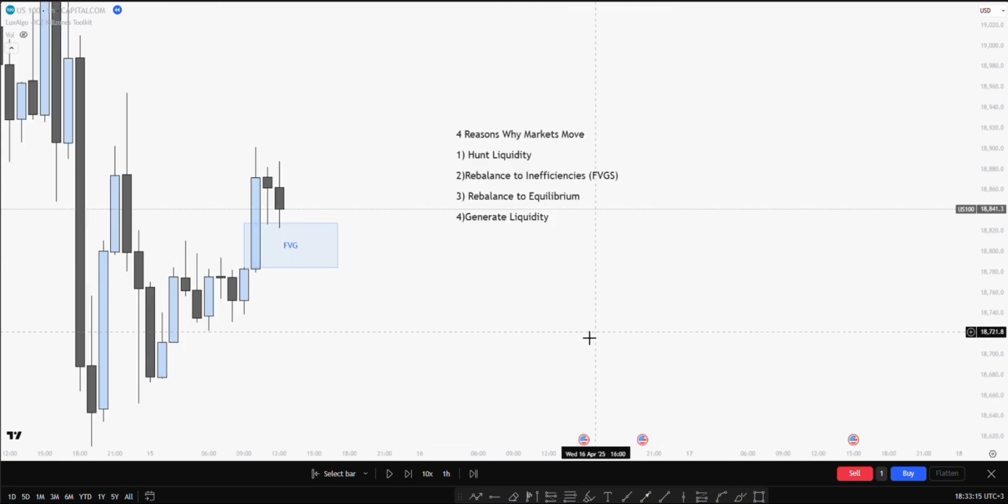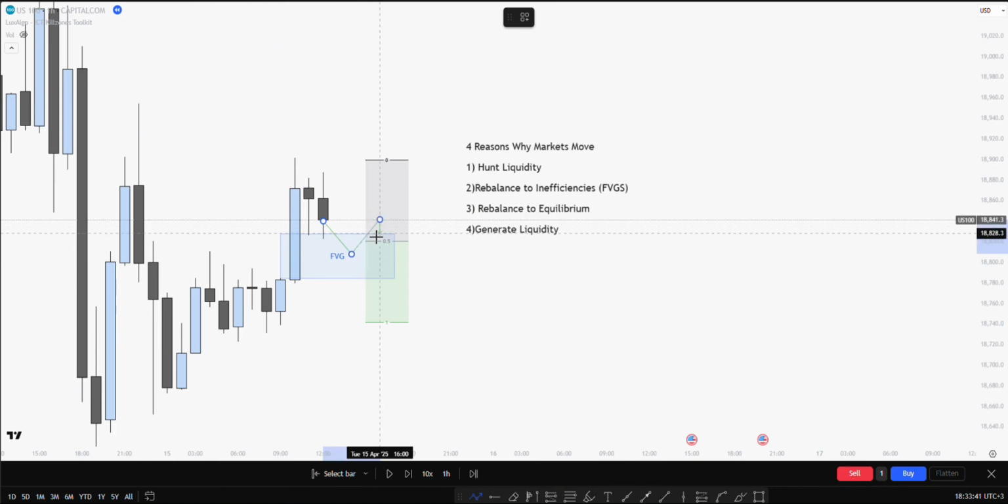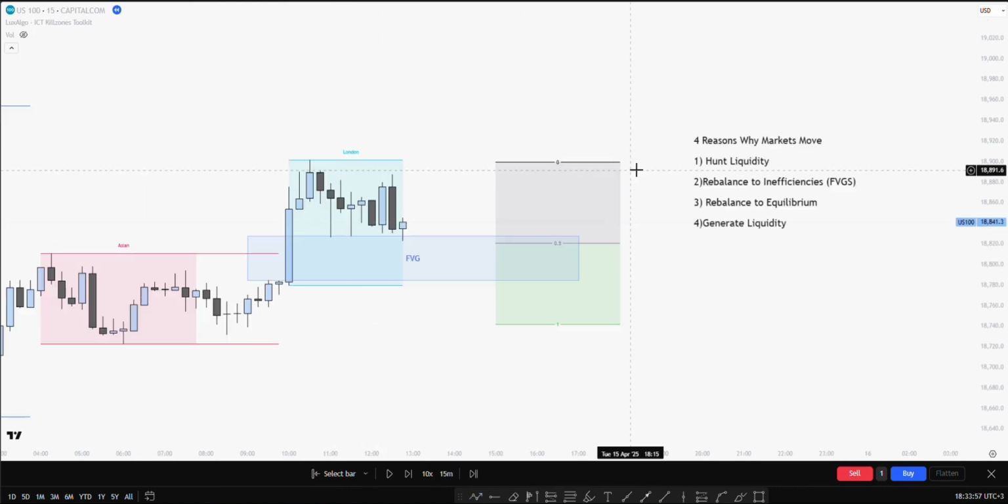It's important to understand that the market moves for four main reasons: hunt liquidity, rebalance inefficiencies, rebalance to equilibrium, and generate liquidity. So before opening any order, I always pay attention to at least these factors. In this case, liquidity played a major role, specifically session liquidity.